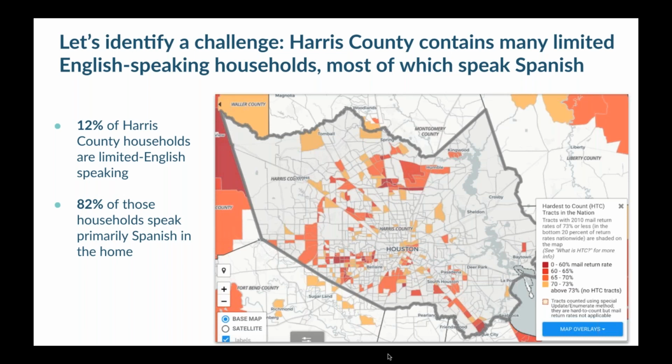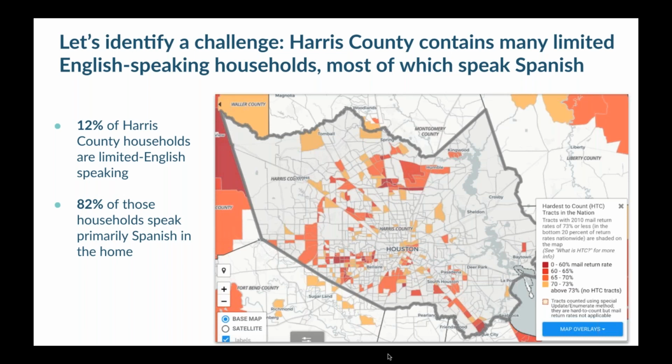So one specific challenge in Harris County that's common across the US is that there are a lot of households which are limited English speaking. In Harris County, 12% of households are limited English speaking, and 82% of those primarily speak Spanish in the home. And there's been a lot of research on this, and those households are harder to count in the census and in other surveys due to the language barrier and lower trust and so on.